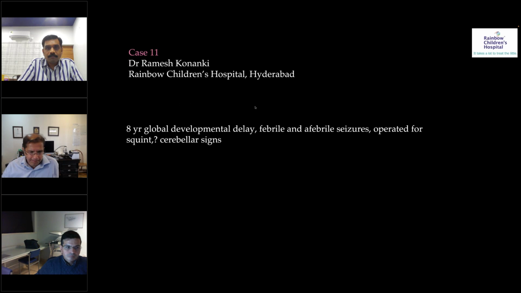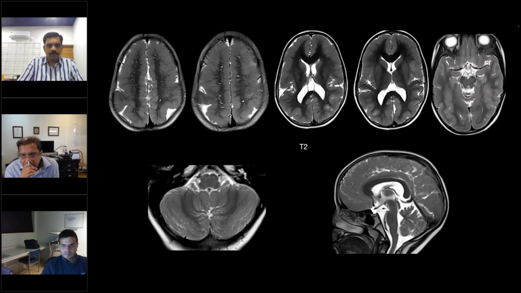Case 11 is another follow-up. This was an 8-year-old child with global developmental delay, febrile and afebrile seizures, and was operated for squint. There were questionable cerebellar signs. I think we discussed this case 3 months back. Here we have the T2 sequences, and you can appreciate diffuse extensive areas of cortical malformation in the form of cobblestone malformation, abnormal subcortical and intracortical areas of hyperintense foci, which are typically seen in the cobblestone spectrum.